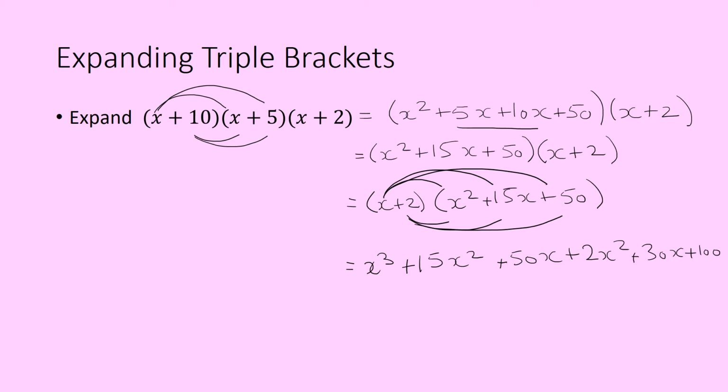Then we can collect like terms, and our final answer would be x cubed. There's an x squared term here and an x squared term there, so plus 17x squared. Now we'll look at the x terms. We've got 50x there and 30x there. So that's 80x. And then we've got the plus 100. So first step, we expanded double brackets. Then we expanded again by multiplying by the second bracket and then collecting like terms.